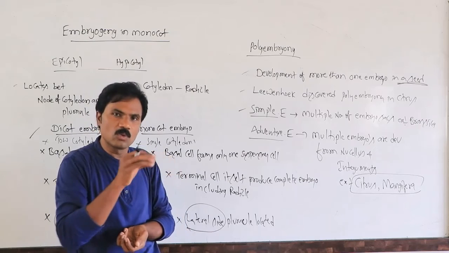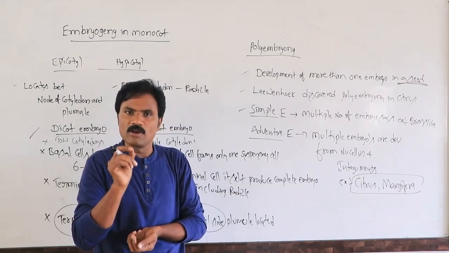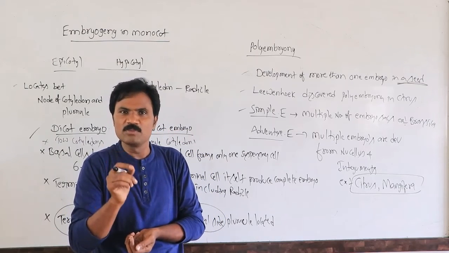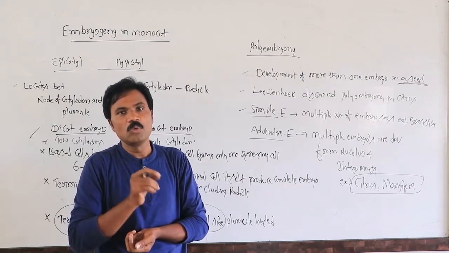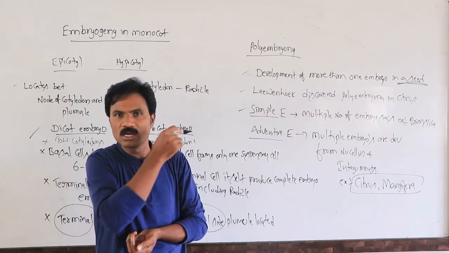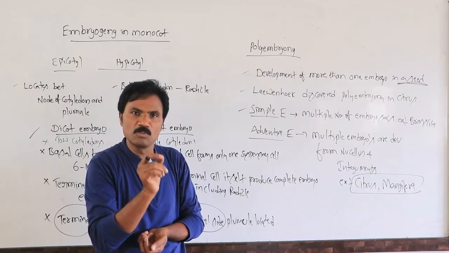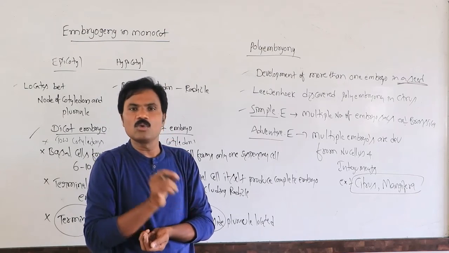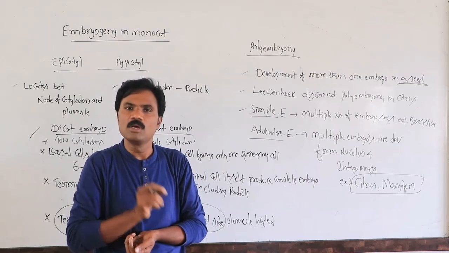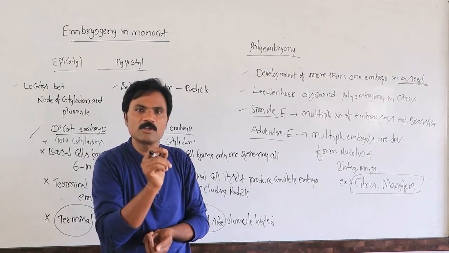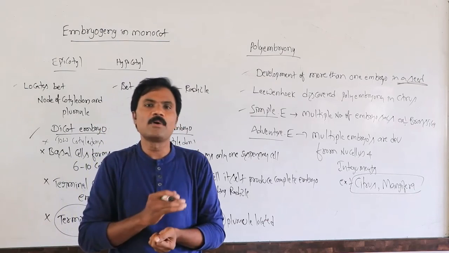So what we discussed in this class: the development of the monocot embryo, the difference between monocot and dicot embryos, and what is meant by polyembryony, and which type of plants normally undergo it. Observe very carefully that in monocots, instead of cotyledon, we represent scutellum. Another very important point is the location of the plumule: in monocots the plumule is on the lateral side, whereas in dicots the plumule is at the apical, terminal part.